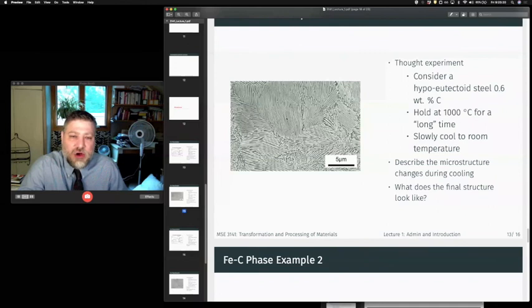If I took a small region in one of these ferrite ribs, what's the carbon content?